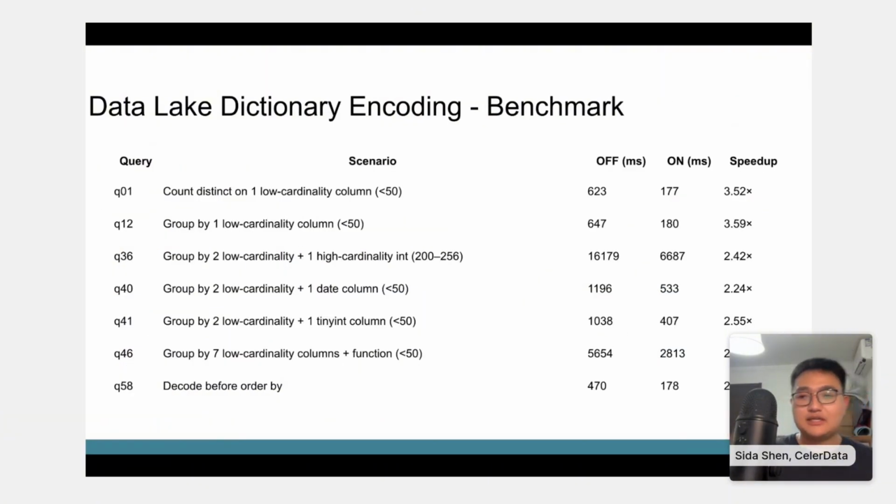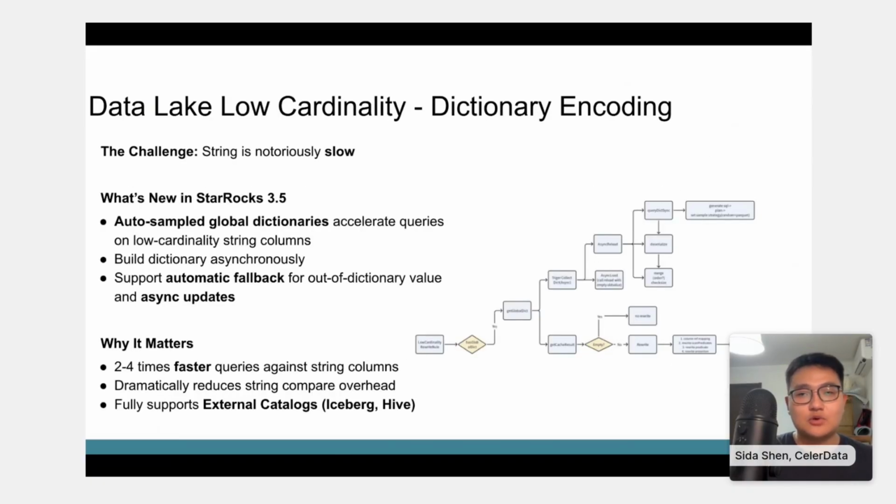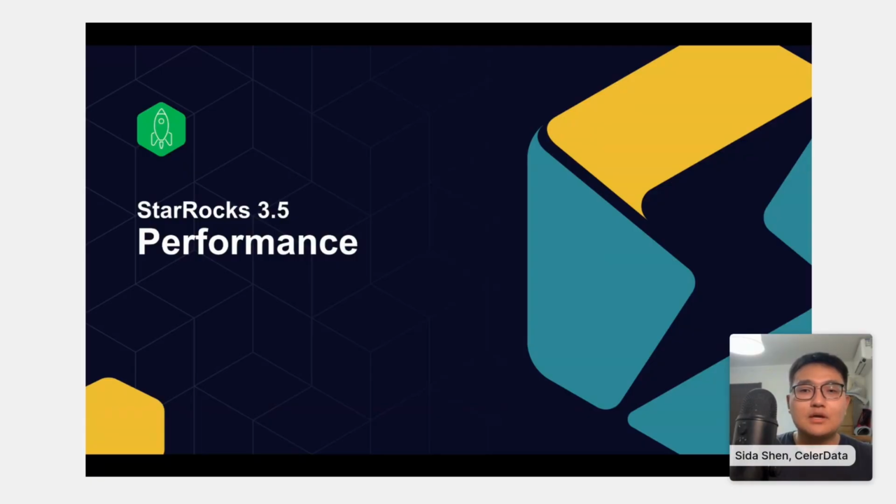Then we can take a look at some benchmarks. Let's say a group by on one low cardinality column, with cardinality less than 50. Turning the feature on and off, we see a 3.6 times performance improvement. That's just one example, and this is the benchmark for this feature: low cardinality data lake optimization with dictionary encoding.